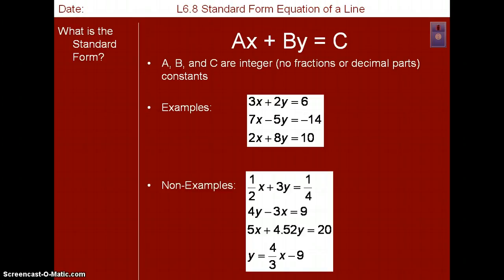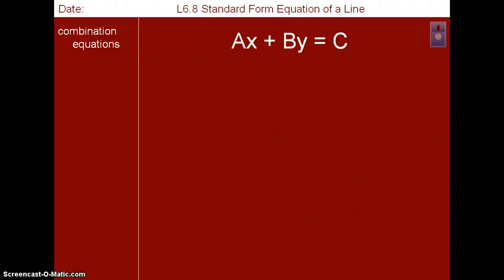Here are a couple of non-examples. As you can see, we've got some fraction parts. We've got x and y not on the same side. Here we've got some decimals. We've got all sorts of goofy stuff going on here in our non-examples. So this is standard form.